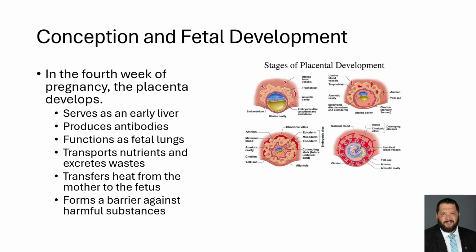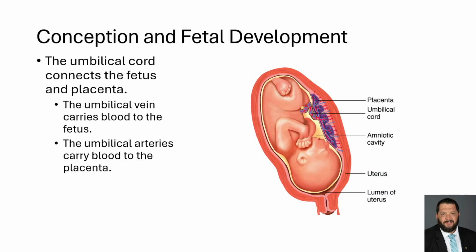In the 4th week of pregnancy, the placenta will develop, and this serves as an early liver that produces antibodies, functions as the fetus's lungs, transports nutrients, excretes waste, and transfers heat from the mother to the fetus. It also forms a barrier against harmful substances, and we often refer to this as the blood placenta barrier or the blood baby barrier. The umbilical cord connects the fetus to the placenta.